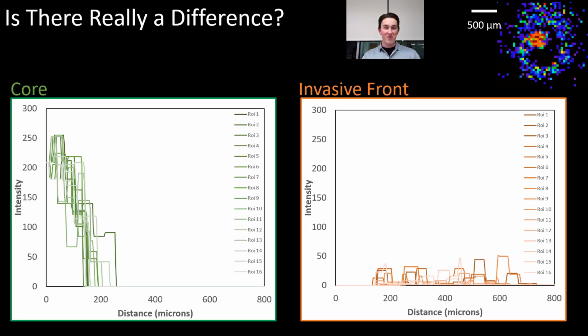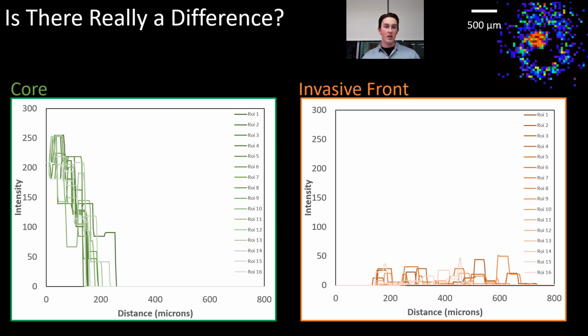So is there really a difference between the two? Both of these graphs come from the image in the top right. Each of these lines are the same 16 lines in the same image. They're just broken up to show a little clarity. The green on the left is the core, and the orange on the right is the invasive front.